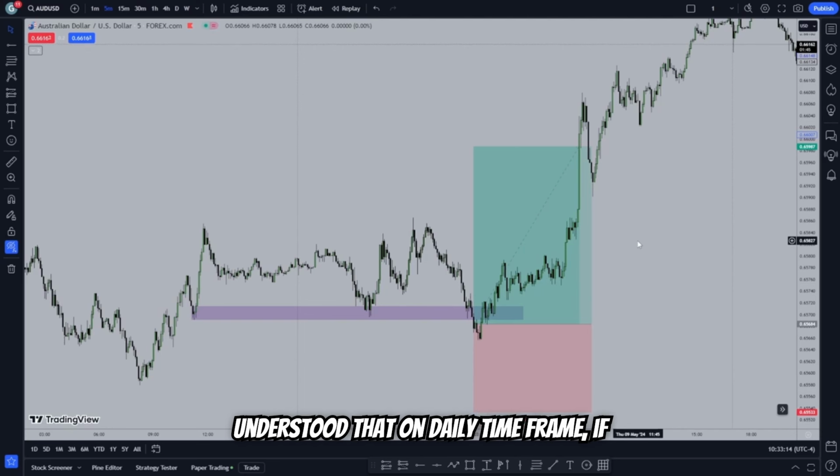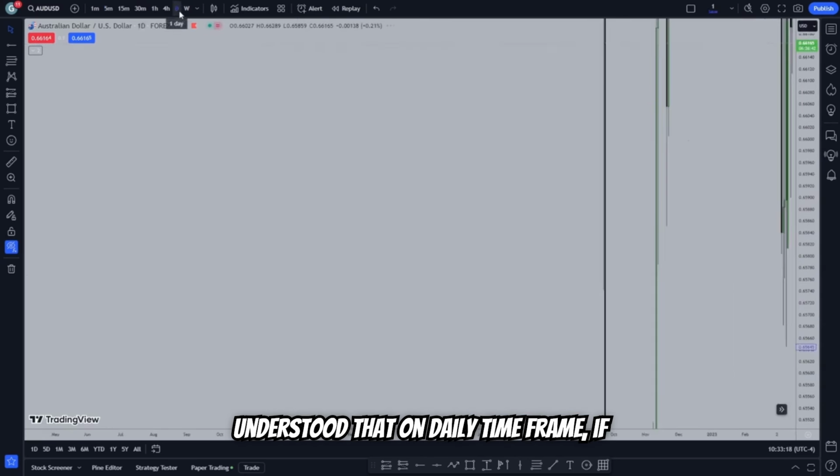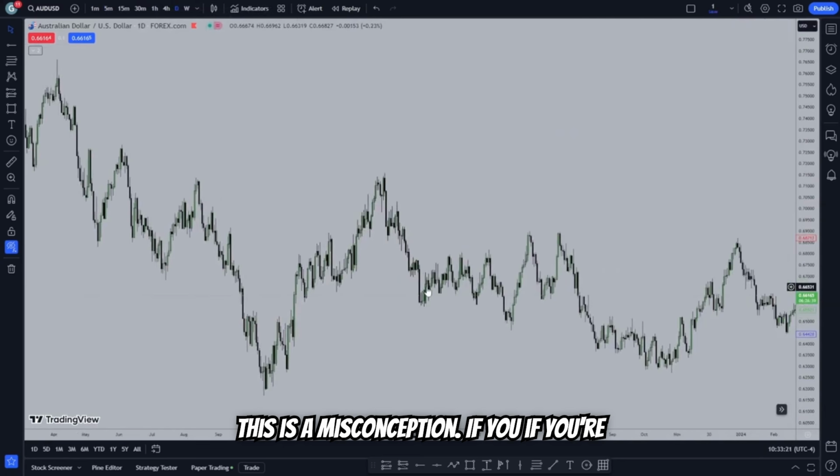Okay, so now you understood that on the daily time frame, if you want to know about daily bias, this is a misconception. If you're trading on the 5-minute time frame, mostly just focus on the 15-minute time frame or 1-hour time frame. That's it. Don't go to the daily time frame because you are a scalper. If you're trading on a 5-minute time frame, you are a scalper. If you're closing the trade within 4 hours, then you are a scalper. And if you're holding trades more than 4 hours, you are an intraday trader.